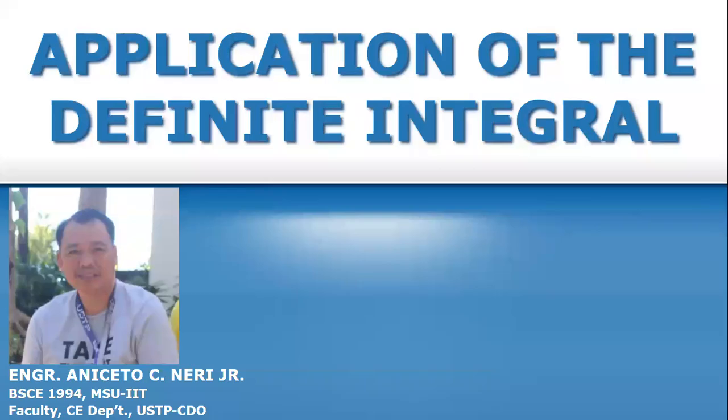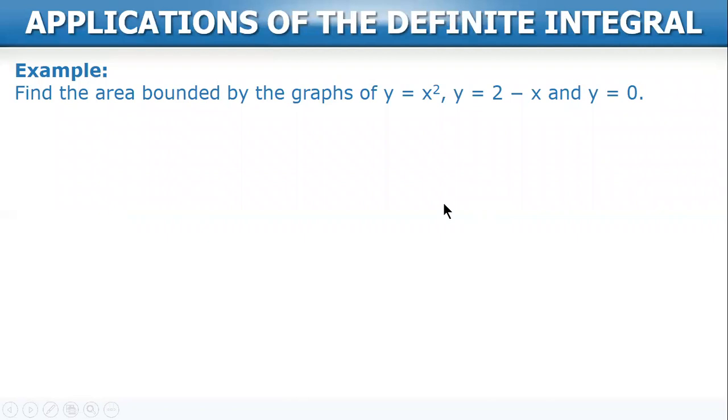Okay, in this video, we will still solve problems about areas between curves, but this time we consider an alternate solution, not only considering vertical rectangles. So here's our first problem. Find the area bounded by the graphs of y equal to x squared, y equal to 2 minus x, and y equal to 0. So first, we sketch the graphs.